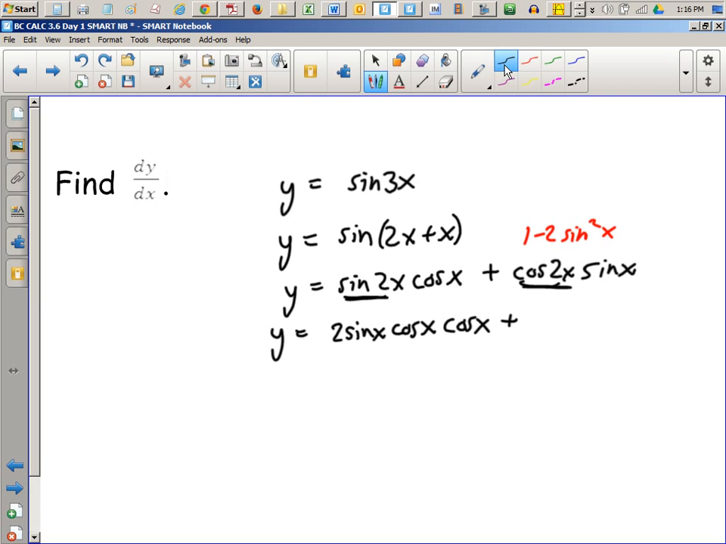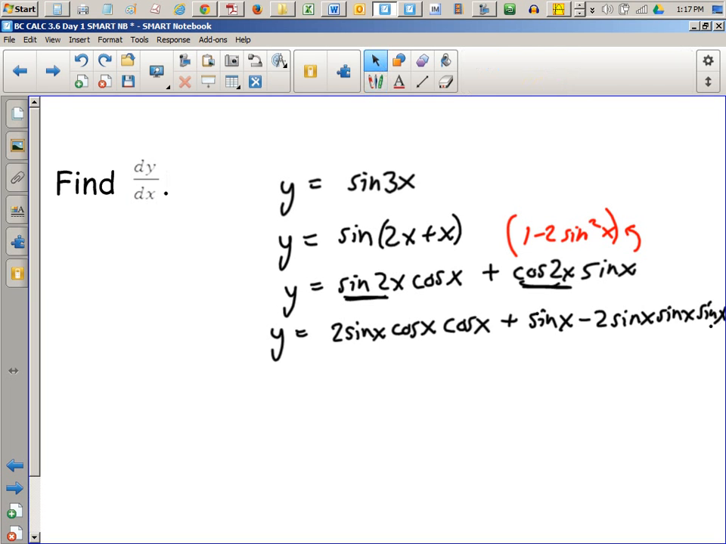So if I distribute that with this sine x here, it would give me this: sine x minus 2 sine x sine x sine x. Wow. So this would be a way I could do the problem. I could then pursue the product rule and finish this up.